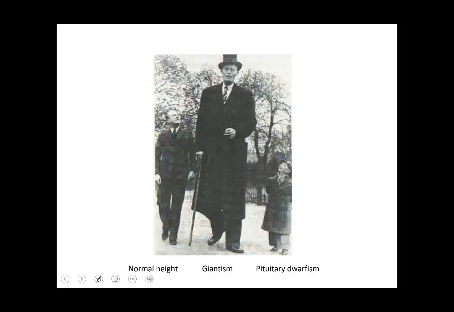So here we can see, it's a very old picture, this is normal height. Let's scratch that, because that is politically incorrect and apparently very rude to people. So we should say average height, because anyone that's not that, they're not normal. So average height person. So you have gigantism. Obviously, this person had an excessive amount of growth hormone while they were young. And pituitary dwarfism: you can see this guy here was just perfectly proportional, just very, very small.